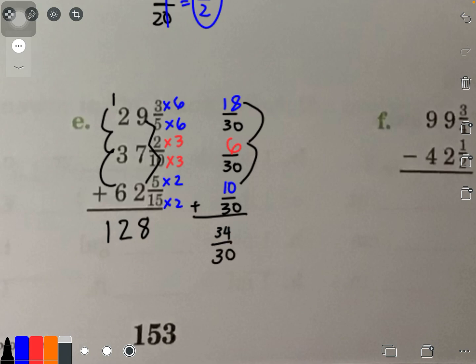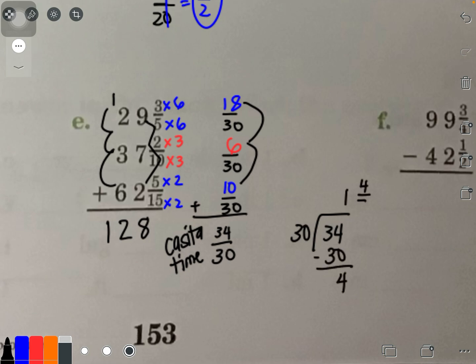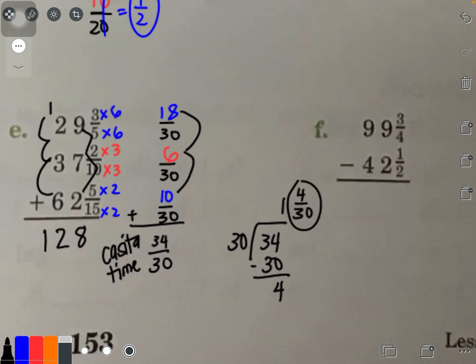No, this means casita time because it is an improper fraction. 34 is way bigger than 30. So on scratch paper, I'm going to do 34 divided by 30. 1, and 4 over 30. But do you notice they are both even? The 4 and the 30 are both even, so I have to reduce.